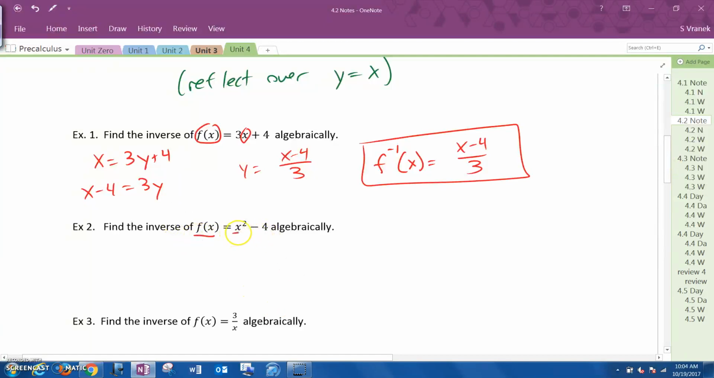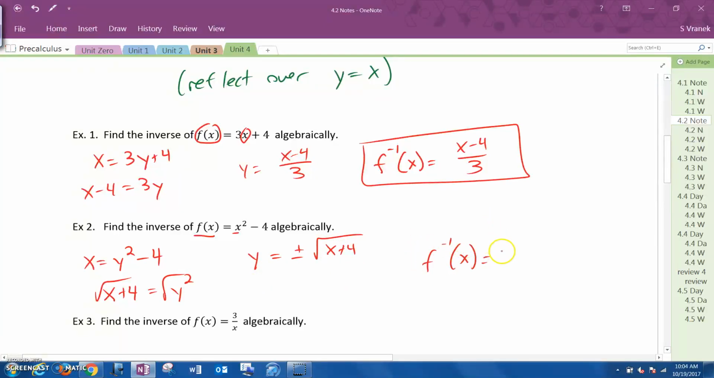That's going to become my x, that's going to become my y. So x equals y squared minus 4. We're going to move the 4 over by addition, so we get x plus 4 is equal to y squared. To solve for y, we have to take the square root of both sides. When we do that, since there's no restrictions, we get y is equal to plus or minus the square root of x plus 4. And then since this is an inverse, we're going to say that it's f inverse. And that's it.